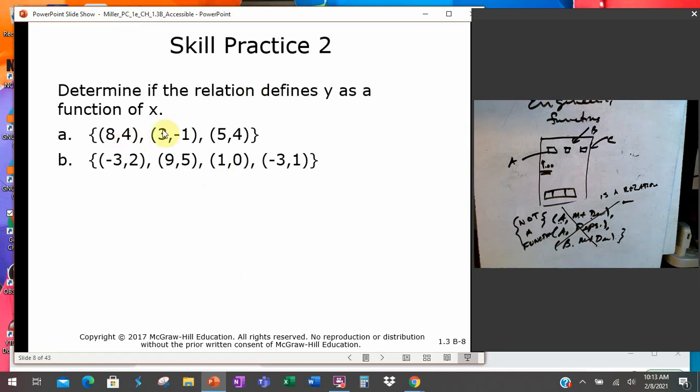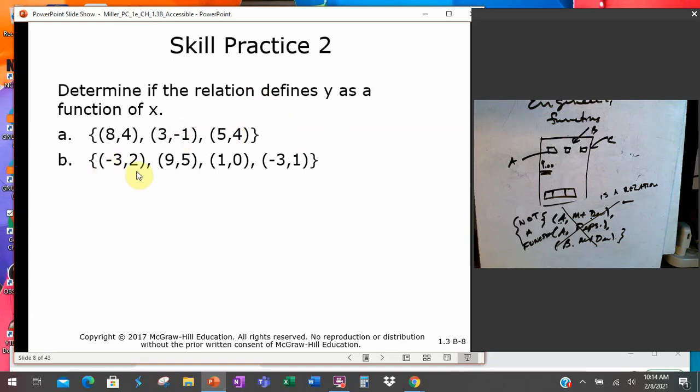Okay, so here's another quick one. 8, 4, 3, negative 1, 5 to 4. Each individual x goes to a particular y. That's fine. If I had 8 going to 4, 3 going to 4, 5 going to 4, that's fine. But we know what we're getting output when we get the input. Okay, we can have a constant where everyone goes to the very same thing and it's still a function.